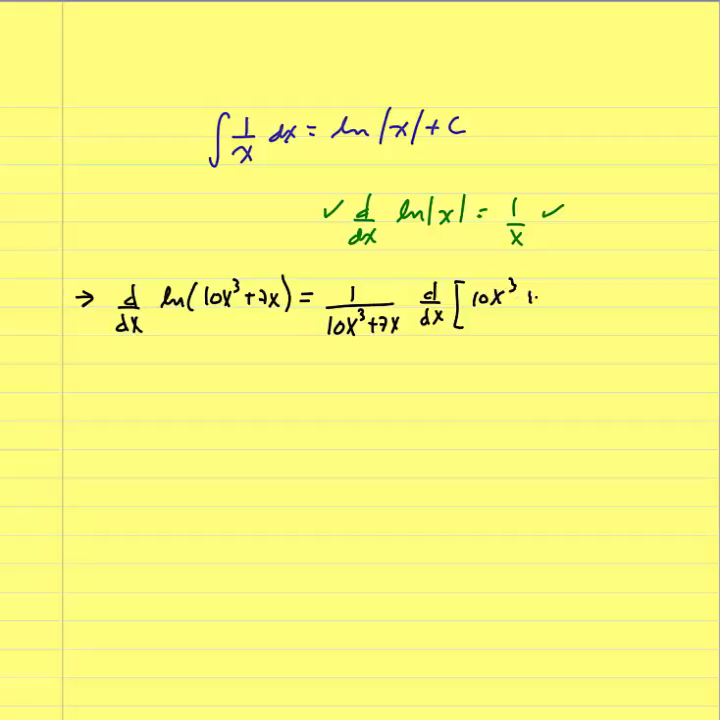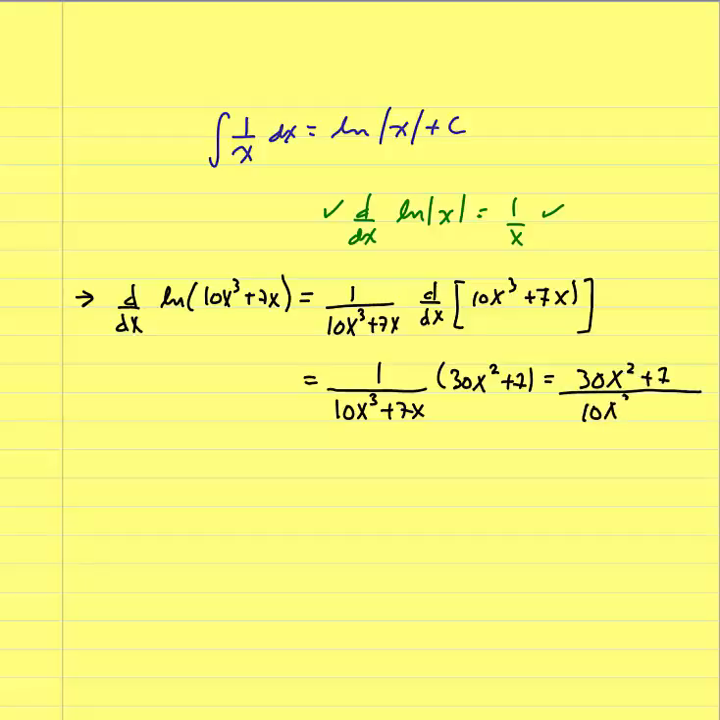So I'll write out my steps here. So the derivative again is 1 over u, 1 over my argument, times the derivative of my argument, which is 30x squared plus 7. So I can rewrite this as 30x squared plus 7 over 10x cubed plus 7x. So that's my derivative.